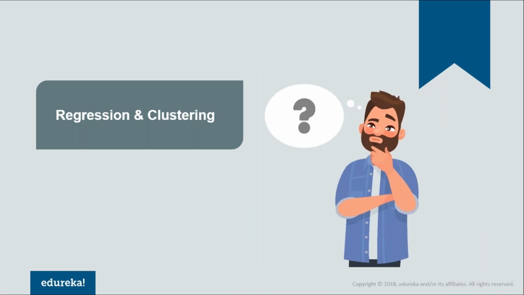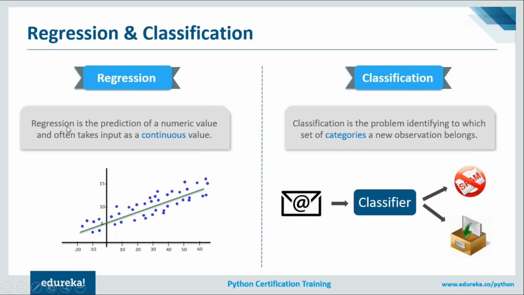Moving ahead, let us see the concept of regression and clustering. Over here in the documentation as well, we have seen various aspects of Scikit-learn, wherein the first two were regression and clustering. So we'll be going ahead and picking up these two for this session. Here, regression is the prediction of a numerical value that often takes input as a continuous value. As you can see here in the graph as well, we have continuous value data points.